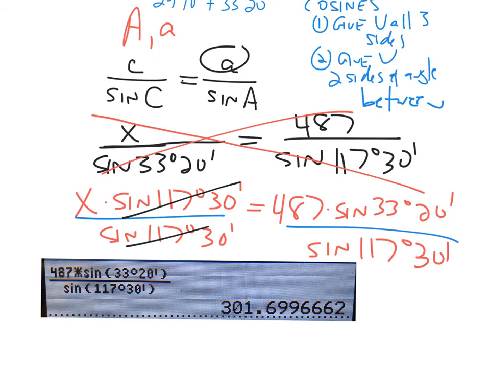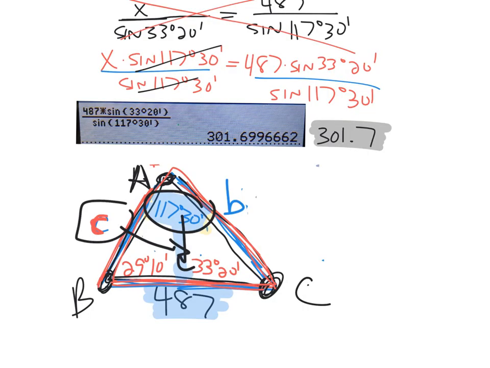So here side C turns out to be 301.7. So that's going to be the length of that left-hand side of this triangular lot. So I'm going to label that on my diagram for side C. So that's going to be 301.7.